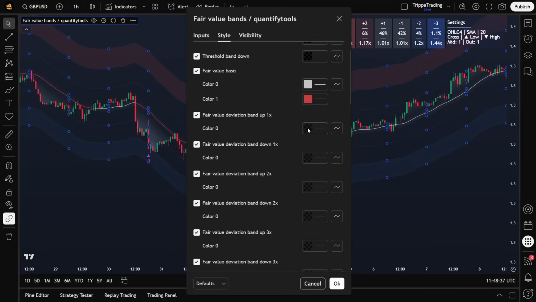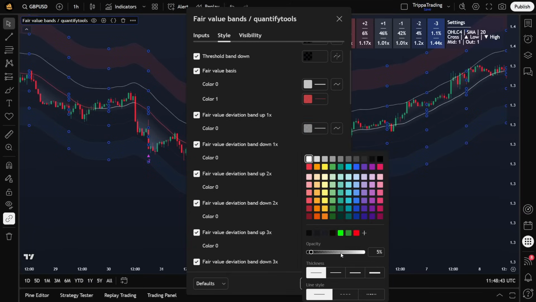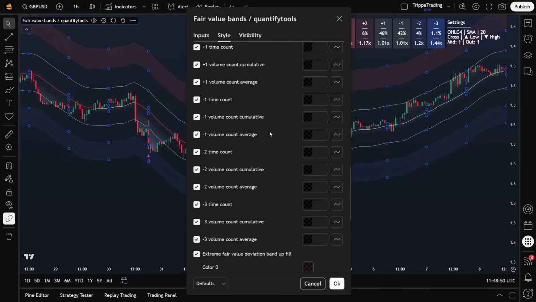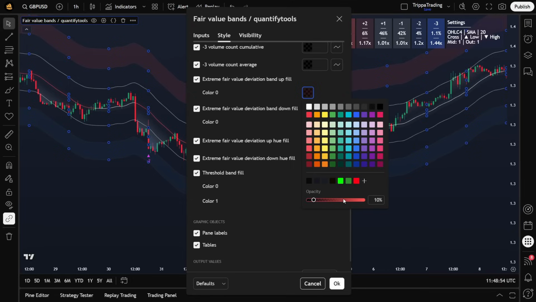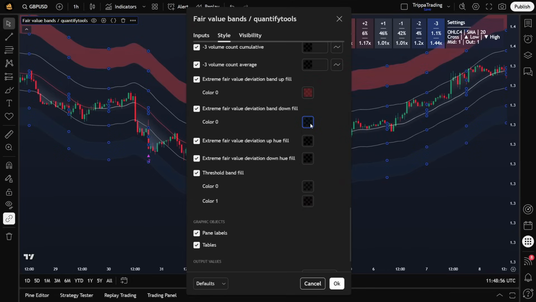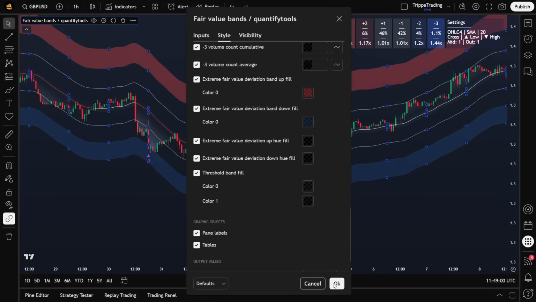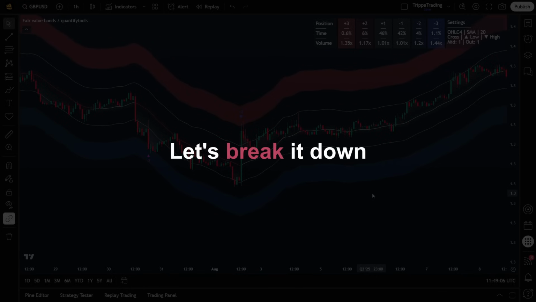This is necessary to make the major elements of the indicator pop out on the trading chart. For fair value deviation 1x, set both the upper and lower bands to 50% opacity. Of course, you can change these settings according to your preference. For the extreme fair value deviation, set both the upper and lower bands to 30% opacity. Once you do this, the chart is crystal clear and the levels are easy to see and understand on the trading chart. Now, let's break it down.